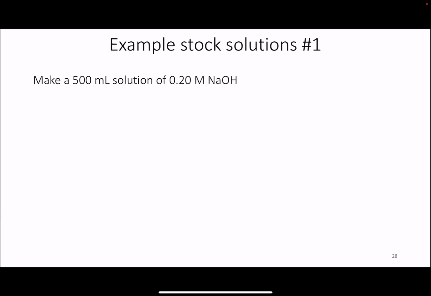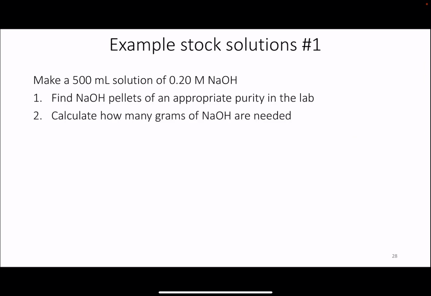The first example here would be if you were asked to make a stock solution of 500 milliliters of 0.2 molar sodium hydroxide. So how would you go about doing that? Well, the first thing is you'd say, how do we have sodium hydroxide in the lab? And you'd go looking around and you'd find pellets of sodium hydroxide that were an appropriate purity depending on what you were wanting to do with it. The next thing you do is calculate how many grams of sodium hydroxide are needed. So you know how many moles are needed. But you don't weigh things out in moles, you weigh things out in grams on the balance. So you need to calculate how many grams you need. And then you need to double check that you understand what concentration you're aiming for.